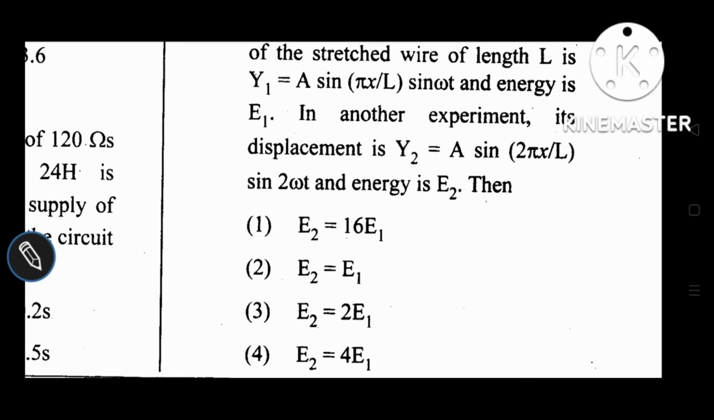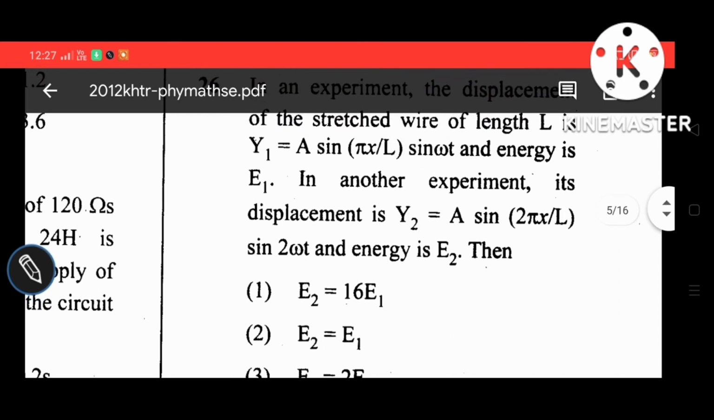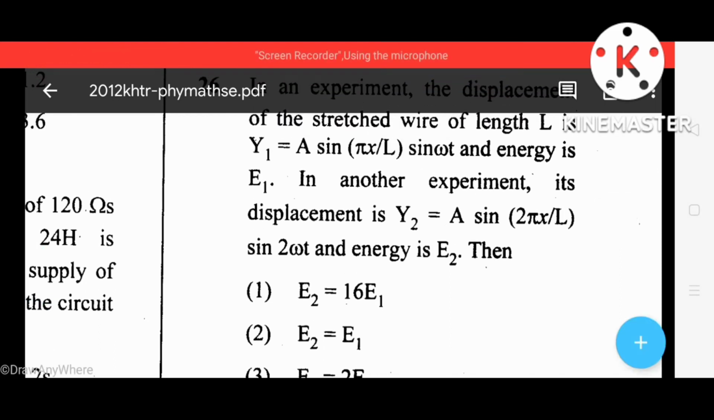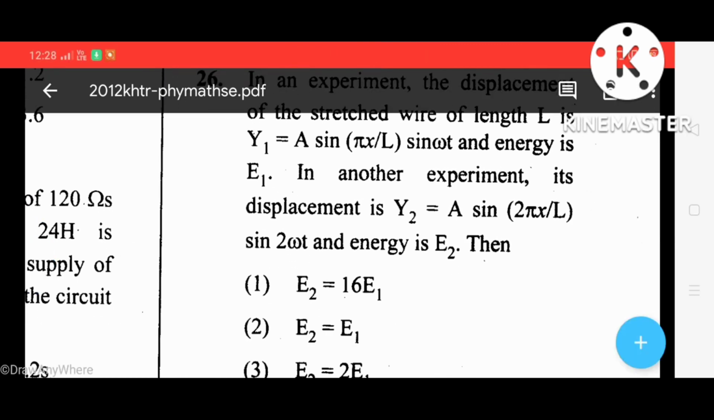So you are given two equations, y1 and y2. From these two equations, we can deduce that the amplitude is the same in both cases, but the frequency is 2 omega in the second case. That is twice the frequency. But in the first case, only omega is given, with pi x here. Here it is pi x and here it is 2 omega.